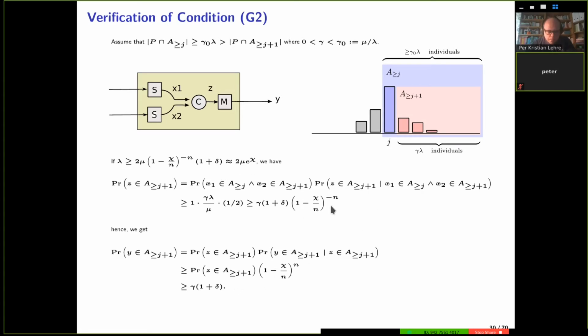Then all of this is going to be gamma times 1 plus delta times (1 minus c over n) to the power of minus n. So this factor cancels, and I end up with gamma times 1 plus delta. So this is an example where you see that to satisfy G2, I have to choose the parameters of the algorithm correctly. I have to choose the selective pressure here. This selective pressure depends on the ratio between lambda and mu. Relative to the mutation rate, I have to choose it such that in the end I end up with a probability gamma times 1 plus delta of producing an individual in j plus 1.